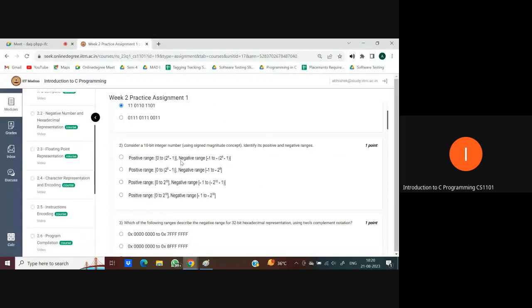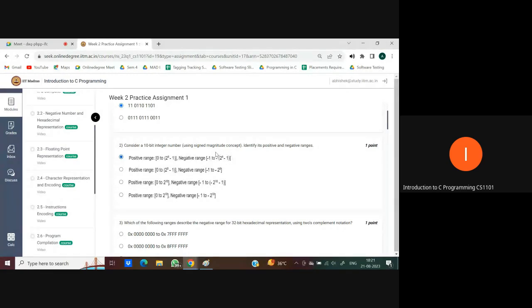So if I come back to this question, if we have to find out for sign magnitude, it is going to remain the same for both negative as well as positive range. That is going to be the first option, where the positive range is going to last from 0 to 2 power 9 minus 1, and the negative range as well, minus 1 to 2 power 9 minus 1.